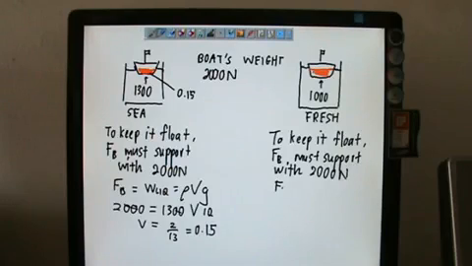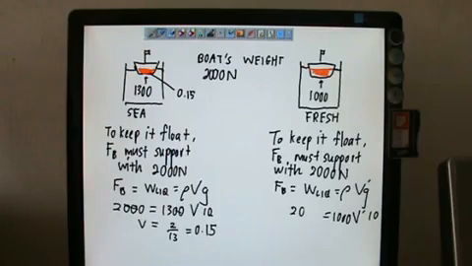How about here? In fresh water, still you need to support the 2000 no matter what. Weight of the liquid being displaced, rho Vg. So your rho now is different because it's 1000. So V is different. We use V prime and times 10. And you still have to support with 2000. So because of this, you can cut it off. You can get 2/10, which is 0.2.